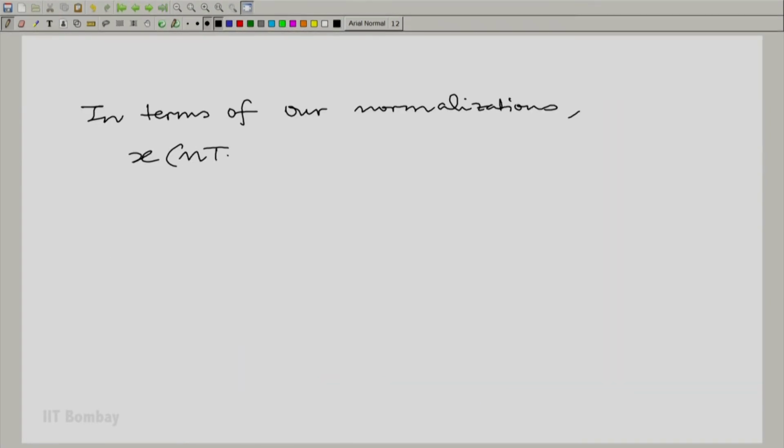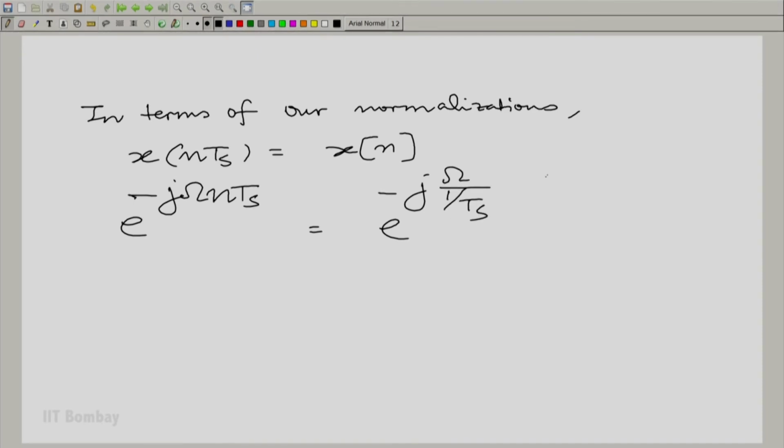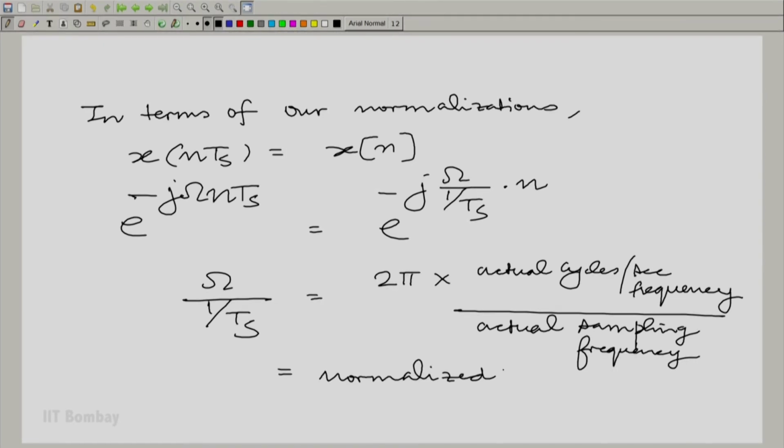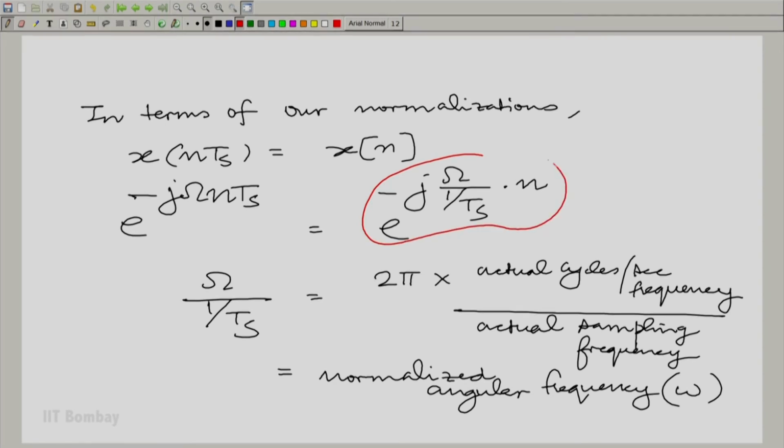x of nTs is essentially x square bracket n, and e raised to the power minus j omega nTs can be rewritten. What is this quantity omega by 1 by Ts? It is 2 pi times the actual cycles per second frequency divided by the actual sampling frequency, and this is essentially the normalized angular frequency, small omega. So, therefore, we have a very simple interpretation for this quantity. This is e raised to the power minus j small omega n, simple.